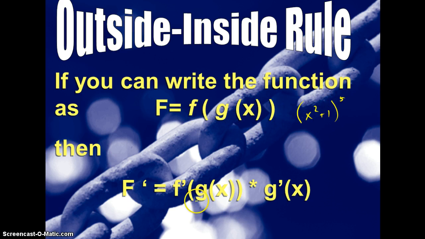Then when you go to write your answer, you can take the derivative of the outside, leaving the inside untouched. The derivative of the outside is power rule. You bring the 5 out front, inside's untouched, and you drop the exponent down to 4. Follow that with the derivative of the inside, which is just going to be 2x.